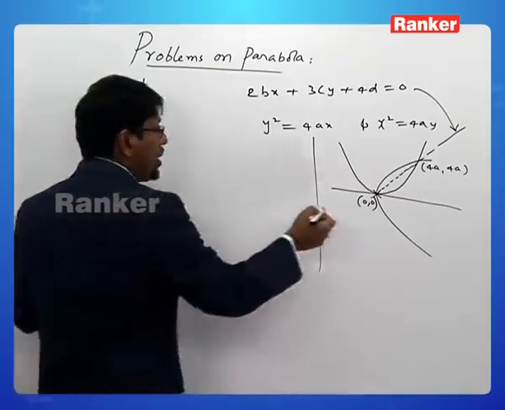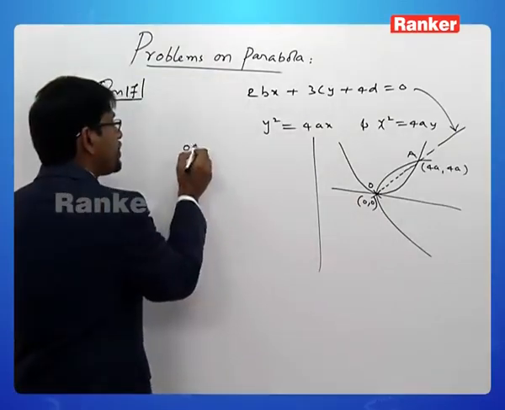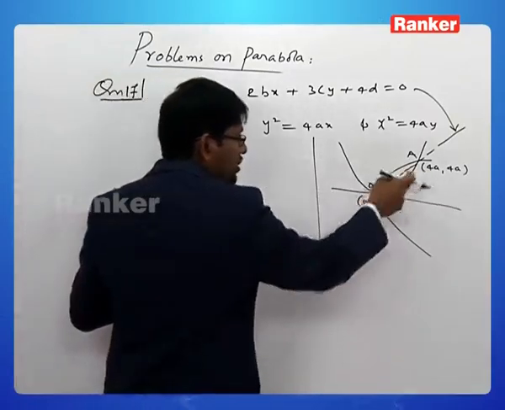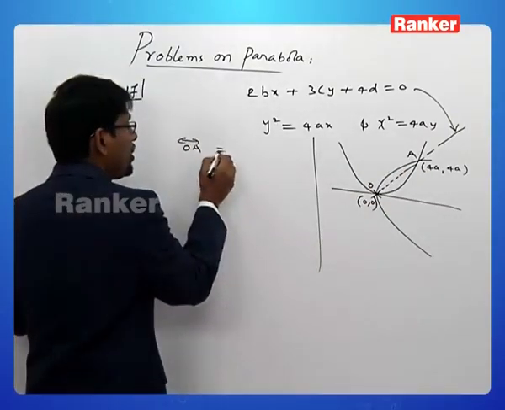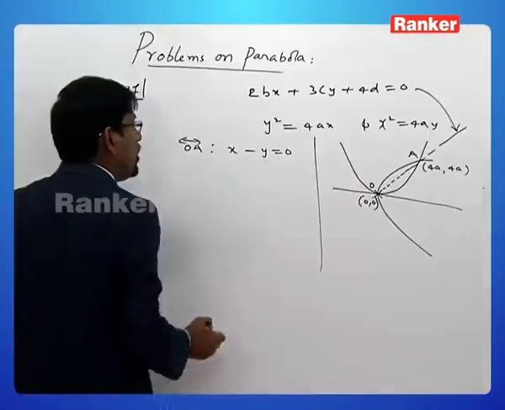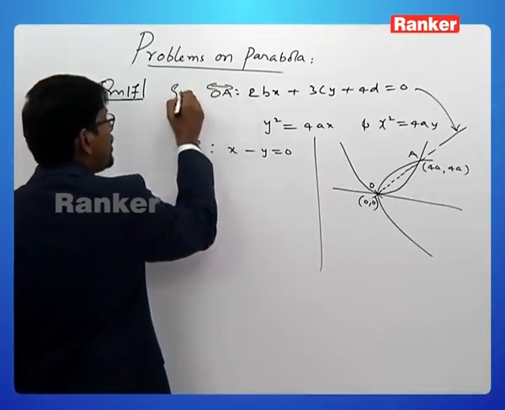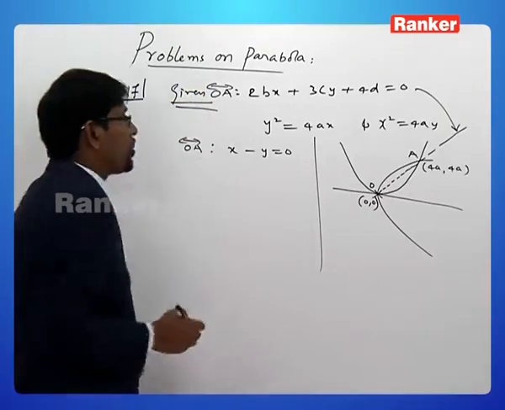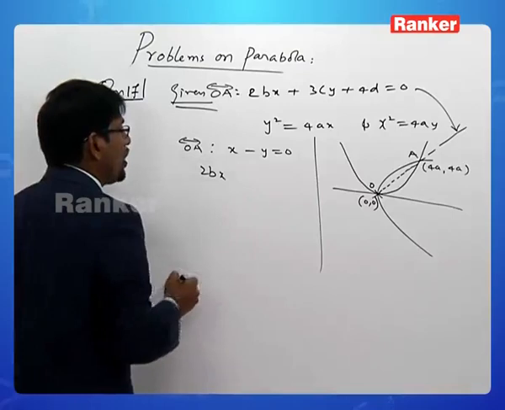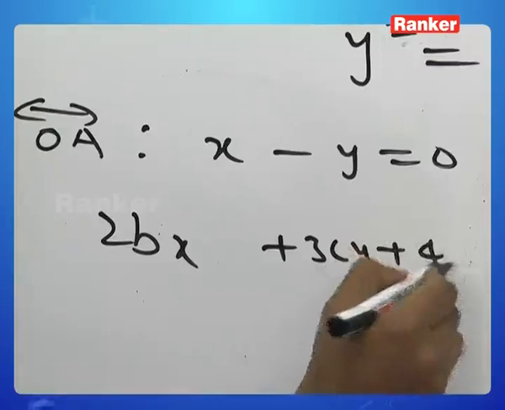Let's call these O and A. This line OA is clearly y is equal to x. You see that OA is this line. The equation of OA is x minus y equated to 0. But that OA equation is also given by, this is given in the problem, 2bx plus 3cy plus 4d is equal to 0.